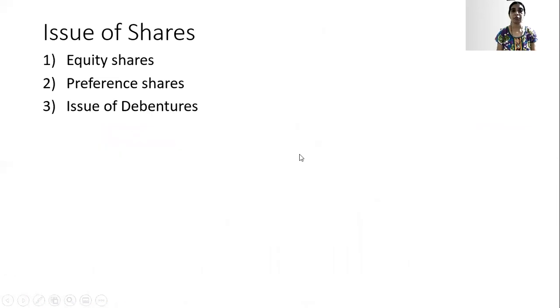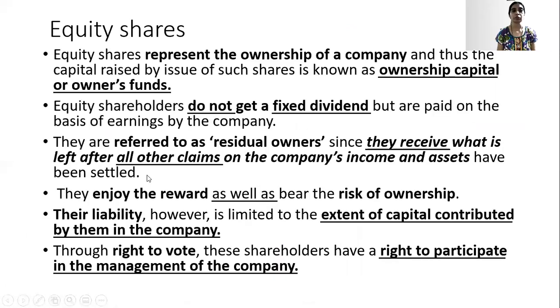Now we'll see one by one. First, we'll start with long-term share capital. In long-term financing, we'll first see the issue of shares. In the issue of shares, there are three different types: the first one is equity shares, then preference shares, and the issue of debentures. So first we will talk about equity shares. Equity share represents the ownership of a company, and thus the capital raised by the issue of such a share is known as share capital or owner's fund.